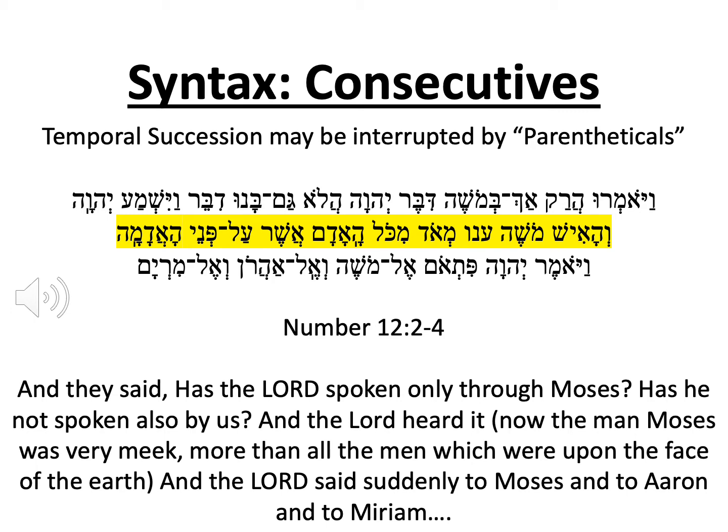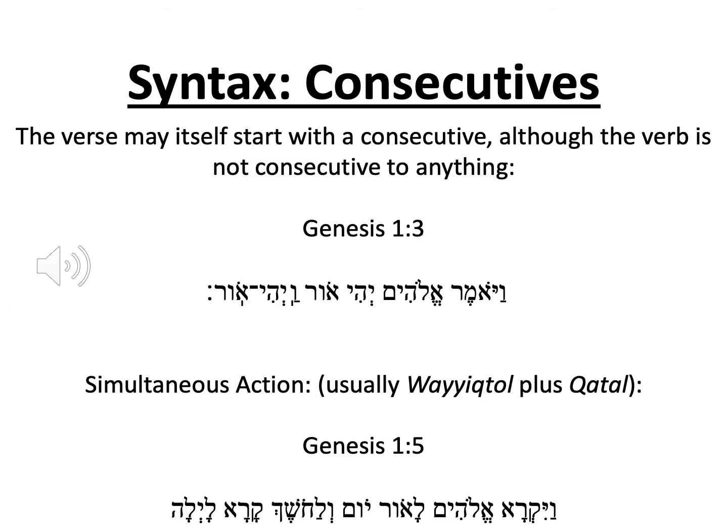The temporal succession continues. Even though we call it a vav consecutive, it's important to remember that vav consecutives can be used in other ways besides temporal succession. For instance, here in Genesis 1:3, a vav consecutive actually opens the verse, vayomer. This is not really consecutive because there's no action that came before this that verse 3 is consecutive to. Verses 1 and 2 lay the stage and summarize what happens in creation. Verse 3 begins the process of unpacking what exactly happened in creation and telling us the individual details.